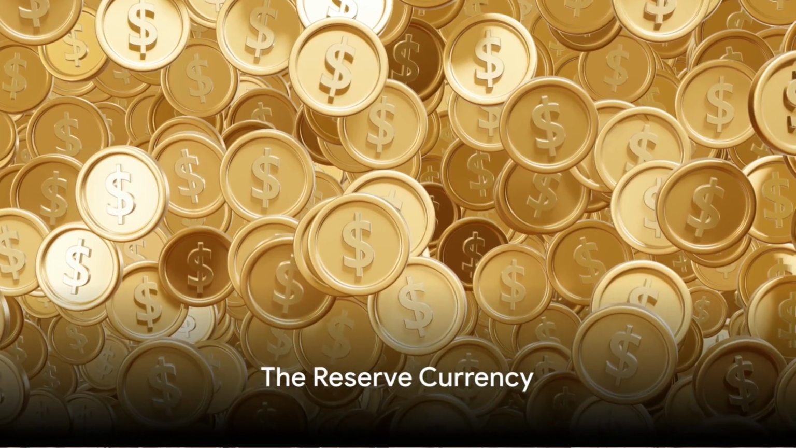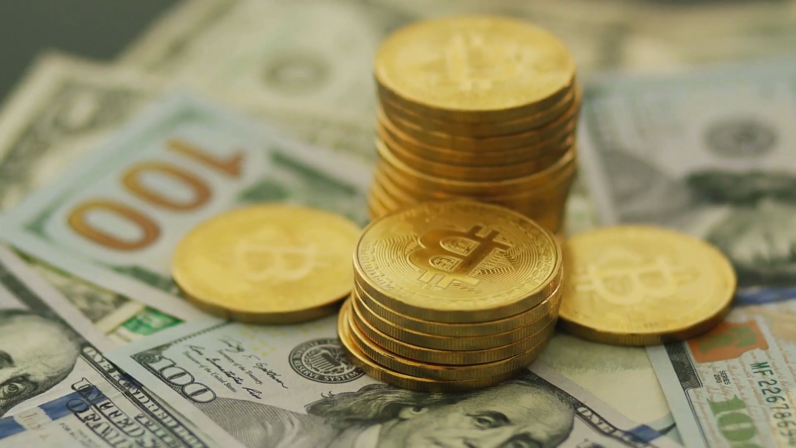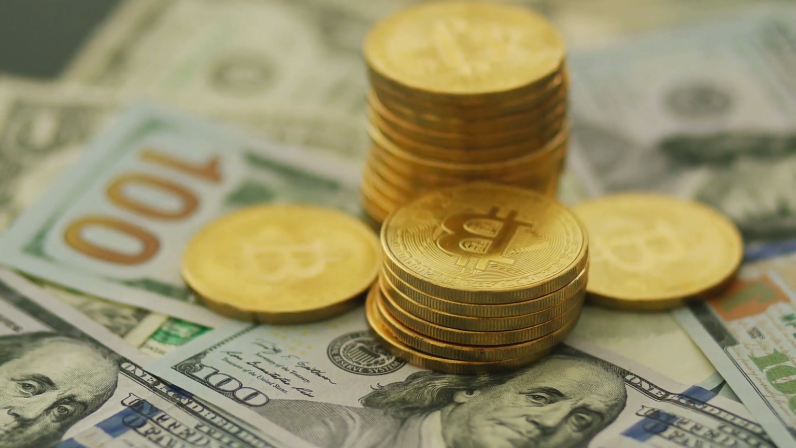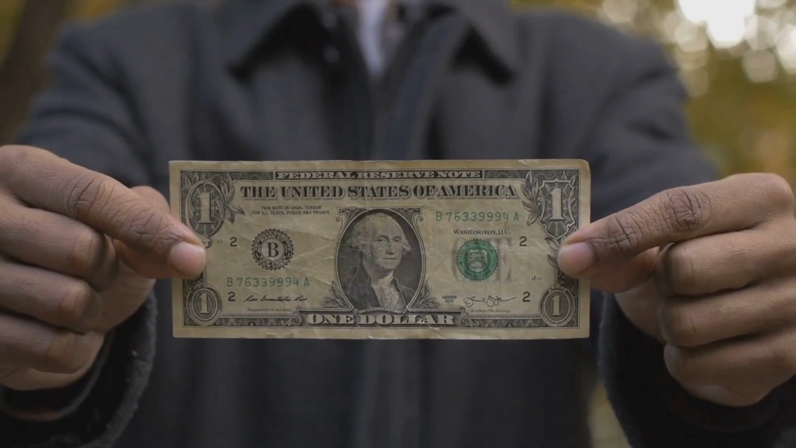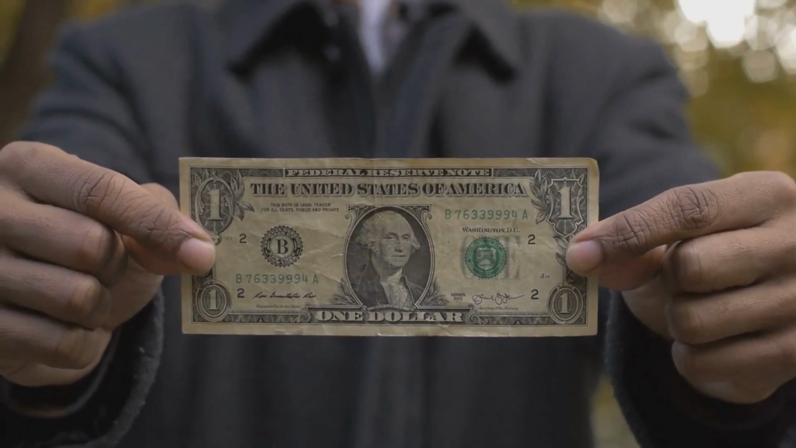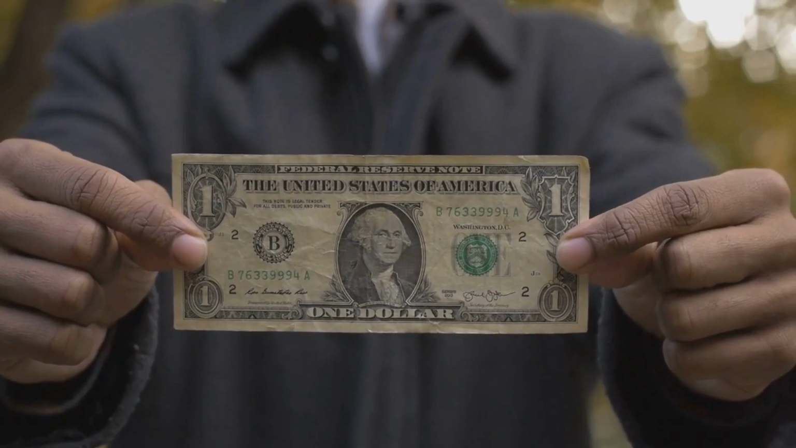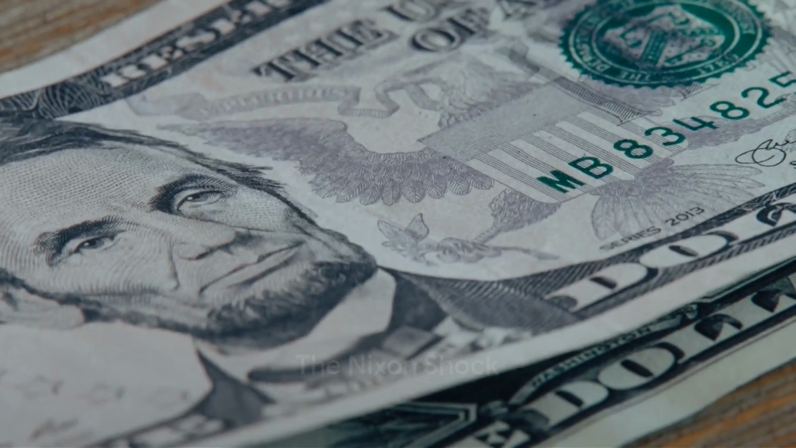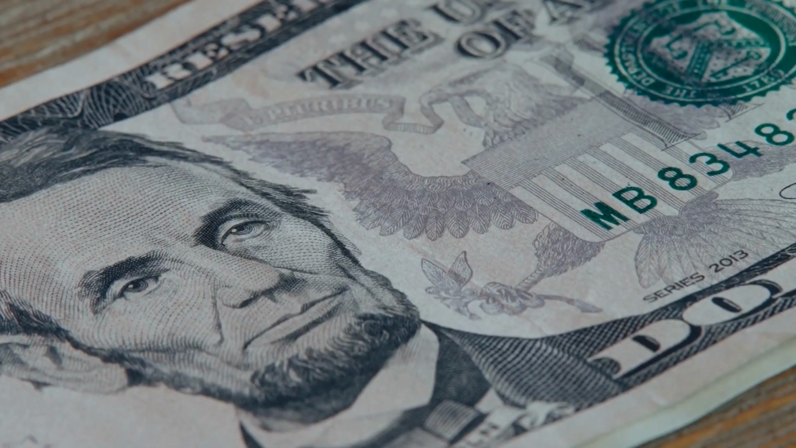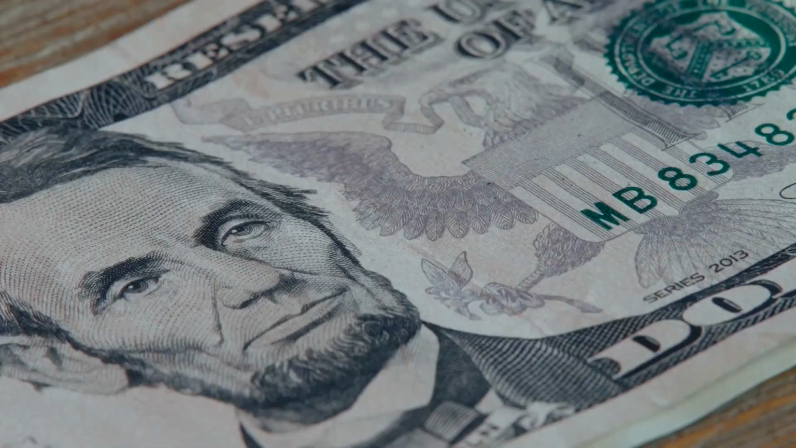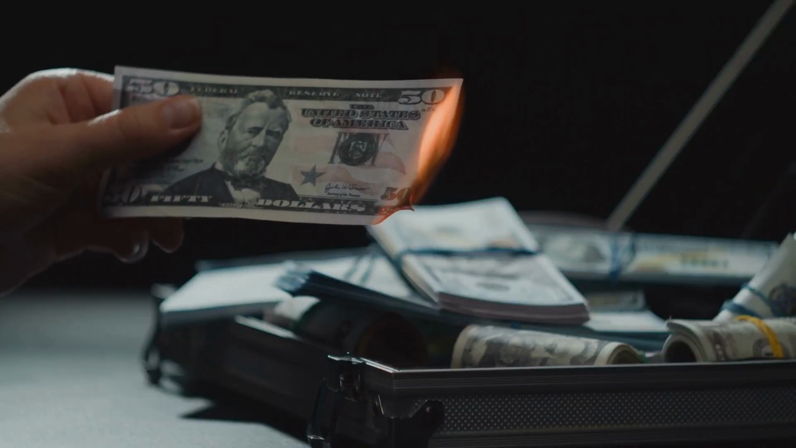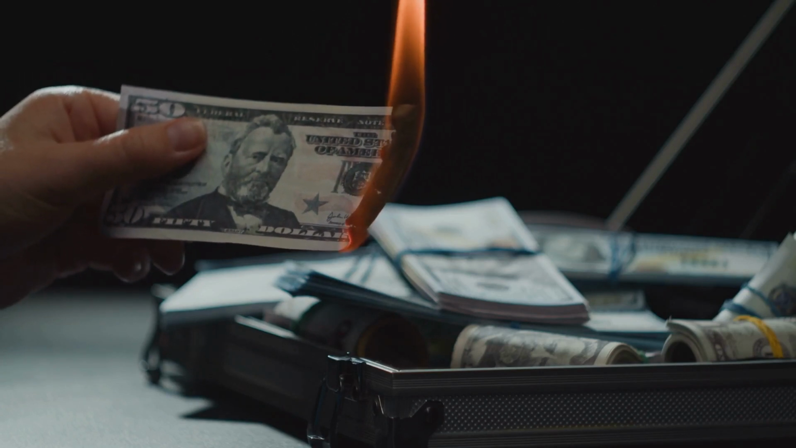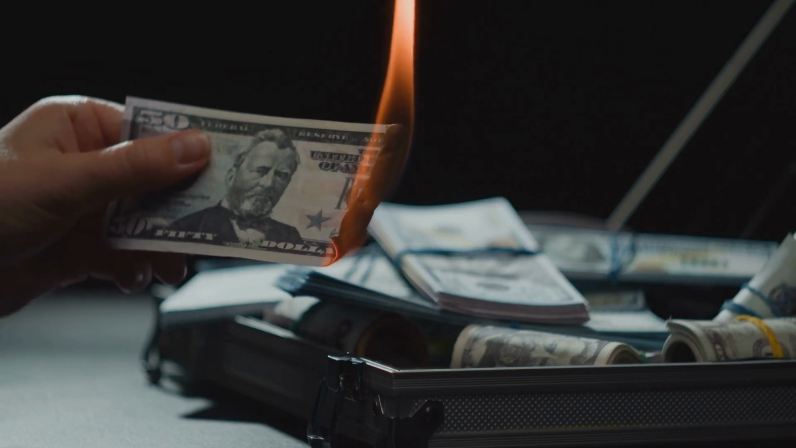In the post-World War II era, the Bretton Woods Agreement in 1944 established the dollar as the world's reserve currency, pegged to gold. Countries around the world stored dollars as a reserve currency, and the dollar became synonymous with economic stability. However, in 1971, President Richard Nixon announced the end of the gold standard for the dollar, a move now known as the Nixon shock. This decision made the dollar a purely fiat currency, its value backed only by the strength of the American economy and the government's promise to pay.